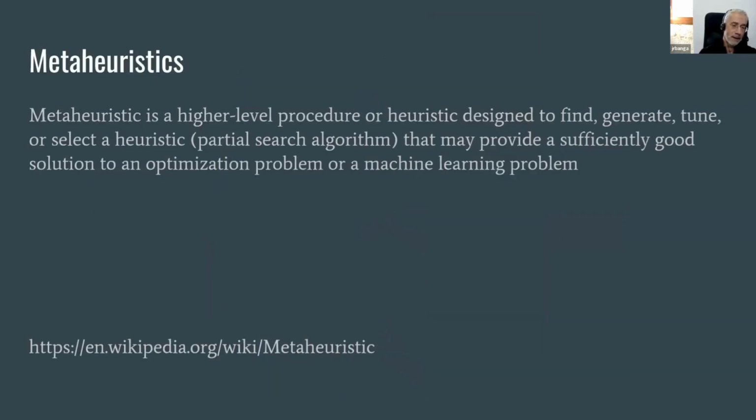So again, this is the typical definition from Wikipedia of a metaheuristic. Again, it's just a guided heuristic, okay, that can give you a sufficiently good, usually very, very good solution, but you don't have the guarantees of deterministic methods.